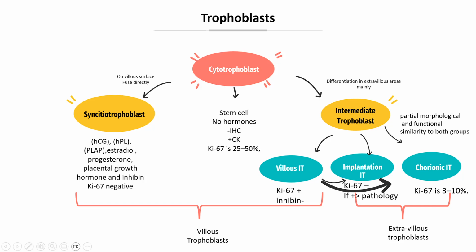They actually have three categories, or three subtypes, according to their location. The chorionic type are the ones in the chorion laeve. The villus types are the ones around the villi, and the implantation or intermediate trophoblasts are the ones that actually invade into the decidua and play a major role in the remodeling of the maternal vessels and establishment of the placenta formation.